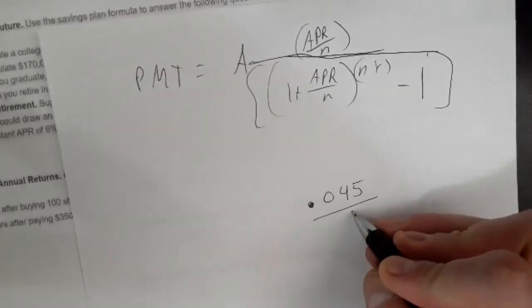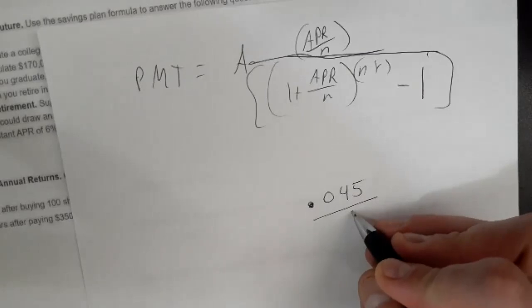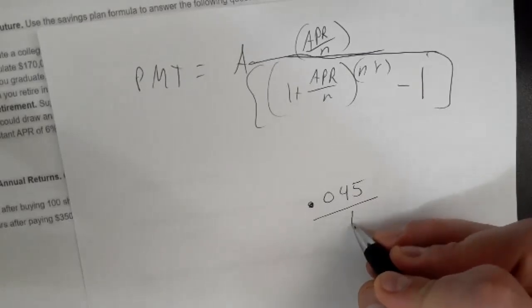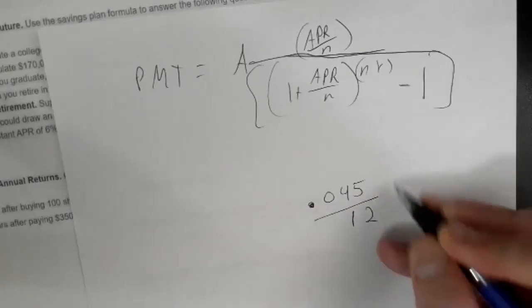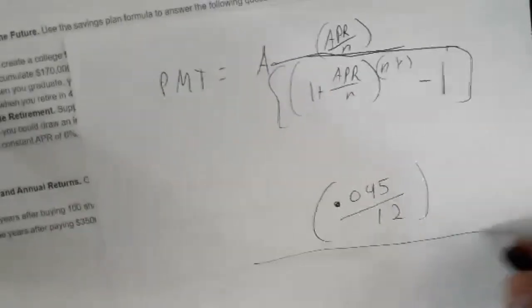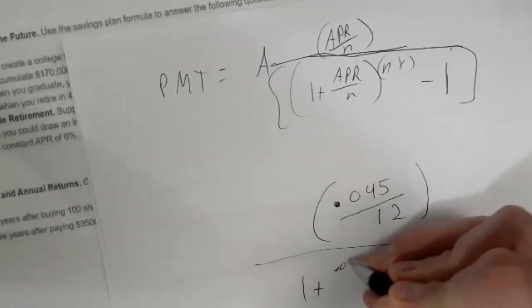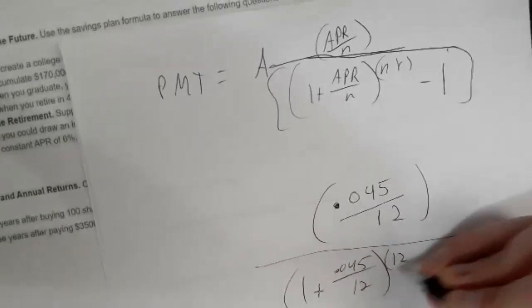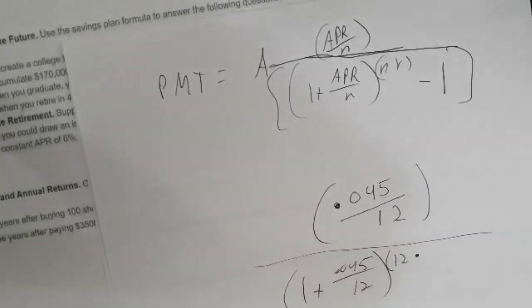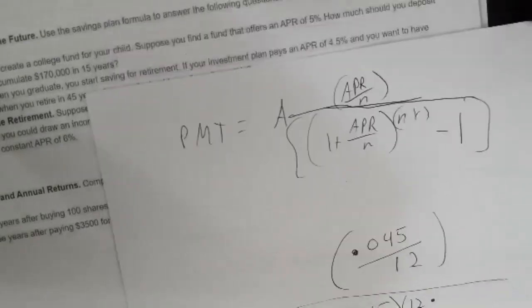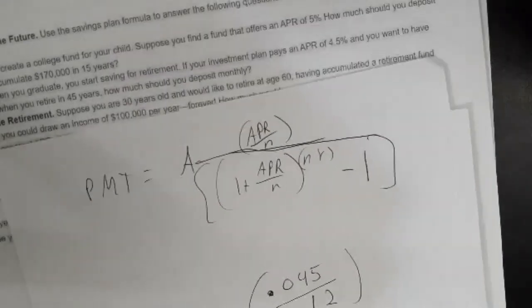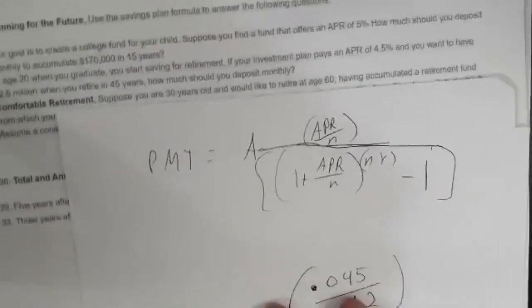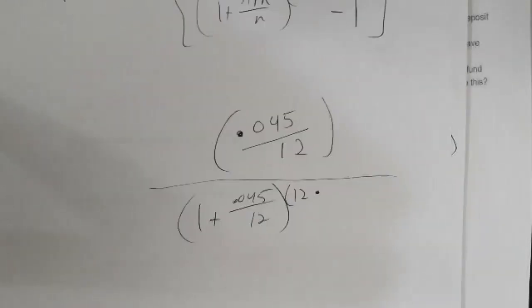Are we awake? What's my N value here if it's monthly? 12. Yeah, okay. I was making sure y'all were still there. 1 plus 0.045 over 12 to the n, which is 12. And I've got to multiply this by the number of years. What are they saying in the problem? 45 years is how long they're giving us to retire.